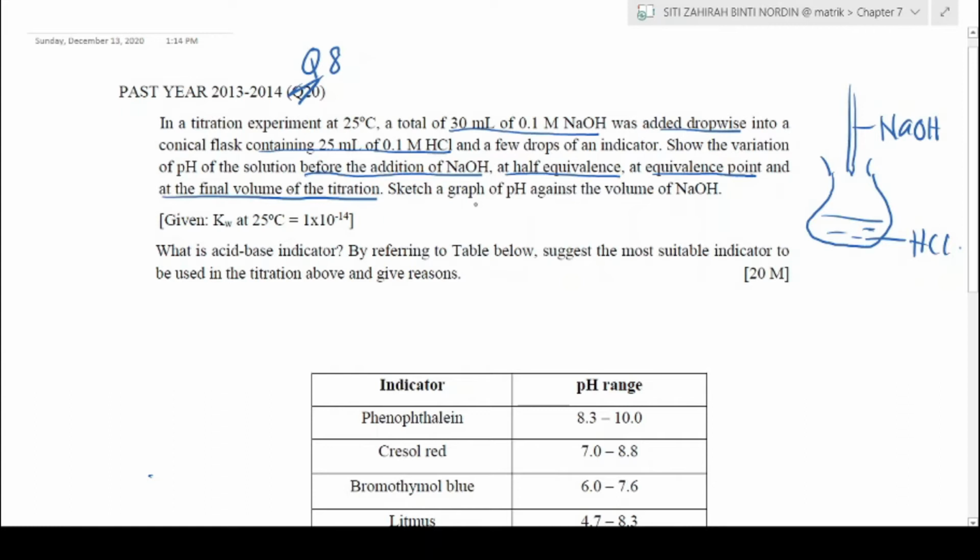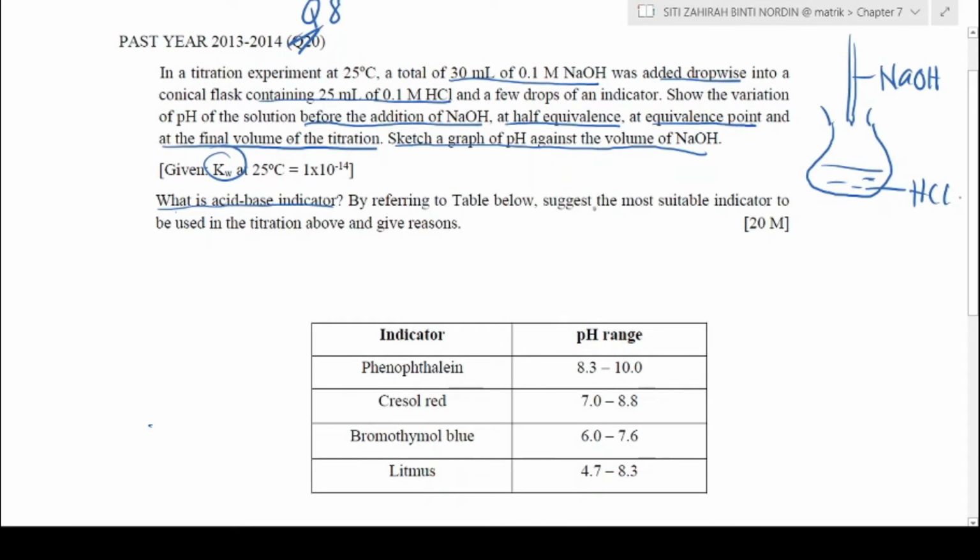Next, after we are able to identify all the points, we need to sketch a graph of pH against the volume of sodium hydroxide. You are given the Kw already because it is a constant. So next, the question asks what is acid-base indicator, and by referring to the table of indicators, suggest the most suitable indicator to be used in the titration above and give reasons. When the question mentions suggest the most, okay, please highlight the word most. It means that I just need one indicator only.